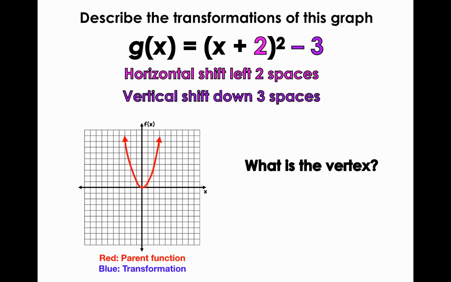So if I start with my parent function, I'm going to move 2 spaces to the left and 3 spaces down. Again, you could graph using a table of values to help you out, but what's the vertex? Well, it's negative 2, negative 3, because once again, x plus 2 means your h value would be negative 2.